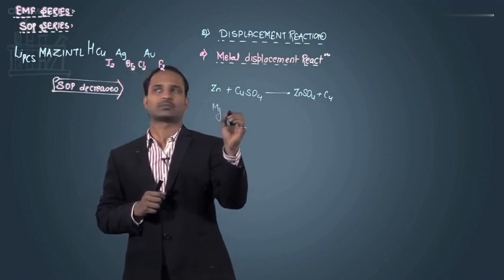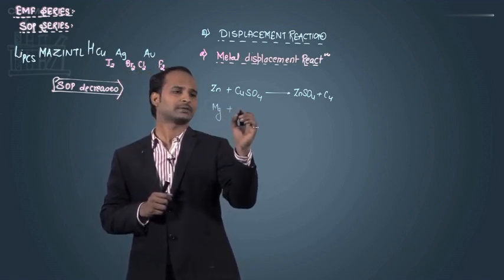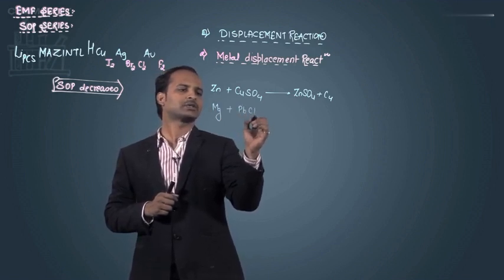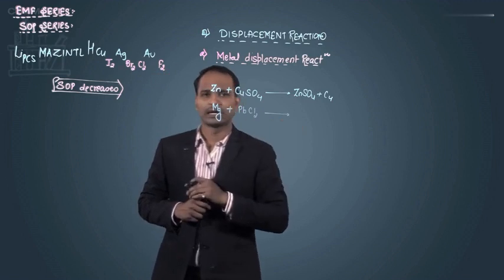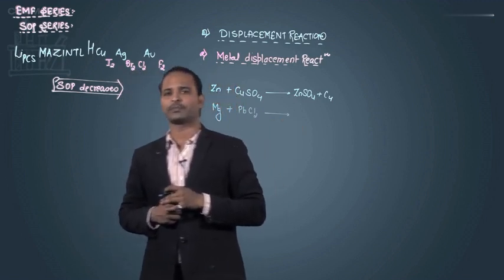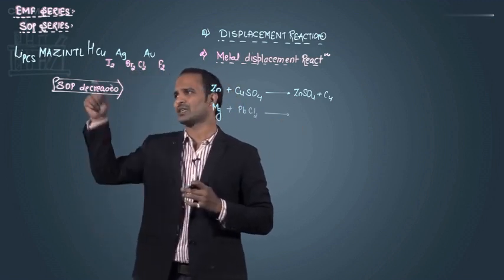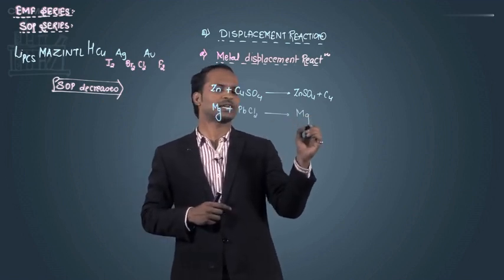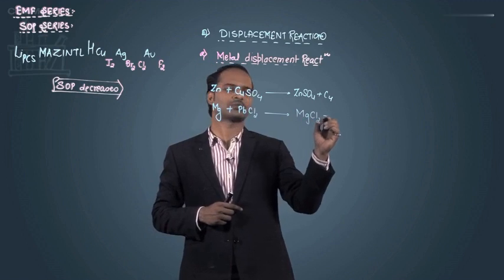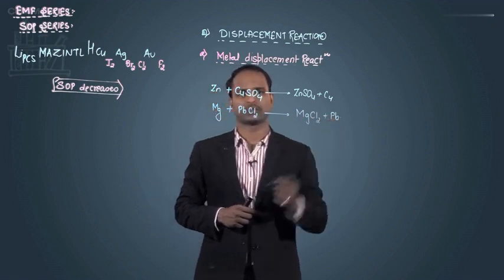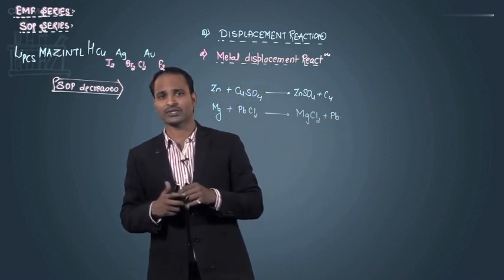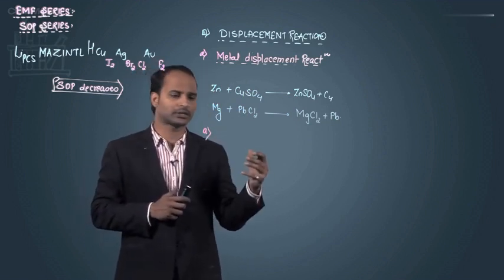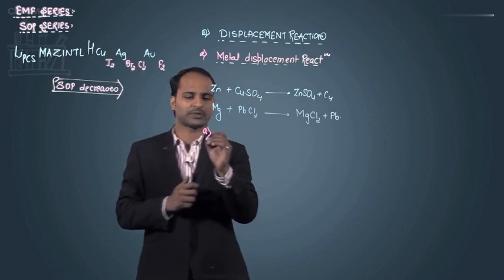Then another reaction, suppose I have magnesium plus PbCl2. When the magnesium is treated with PbCl2, magnesium has a higher tendency to oxidize. So the magnesium will displace lead and we will have magnesium chloride plus lead. So this is a metal displacement reaction: a metal having a higher tendency to oxidize, that is a higher SOP value, can displace the other.